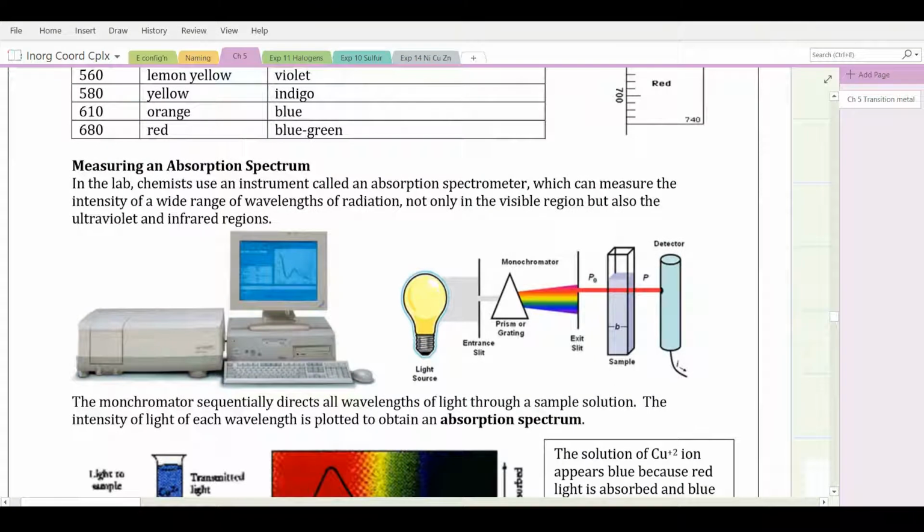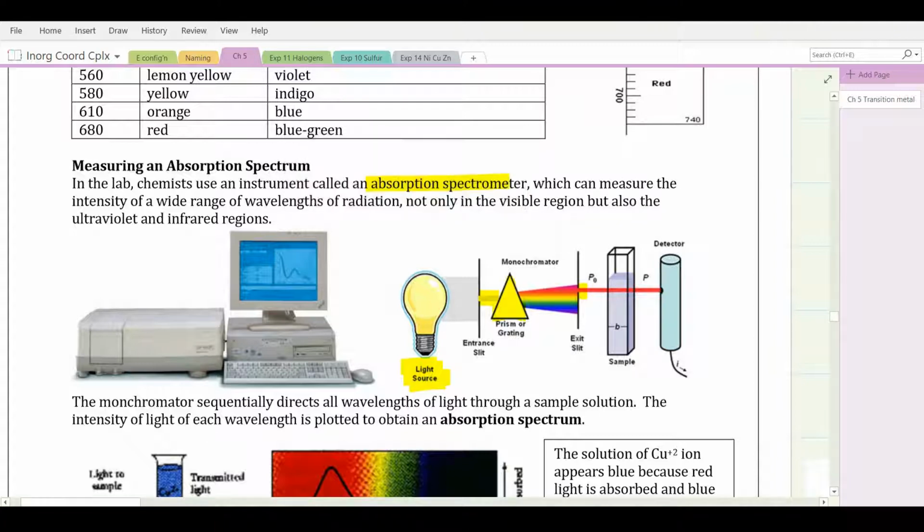So here's an instrument that we use in the lab that measures the intensity of light at various wavelengths. It's called an absorption spectrometer. Here's a basic illustration. We have an electromagnetic radiation source emitting a variety of wavelengths. We choose a narrow slit and direct it towards a prism or a transmission diffraction grating, which splits the light into whatever wavelengths are present, and it divides them.